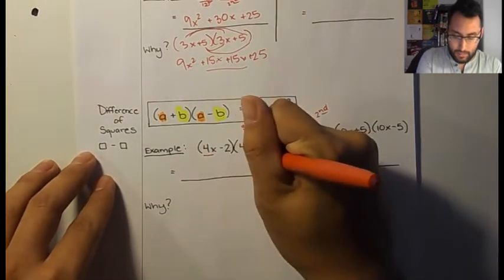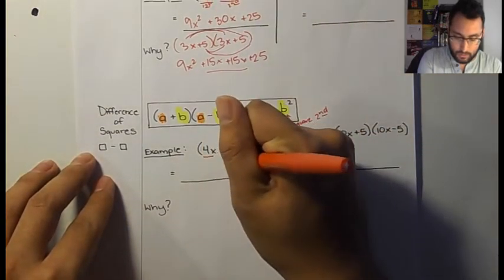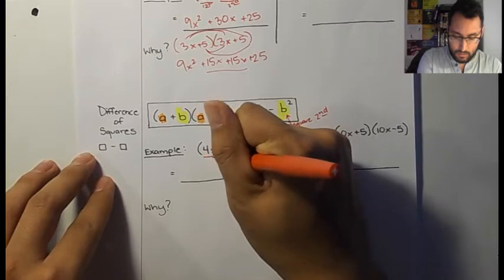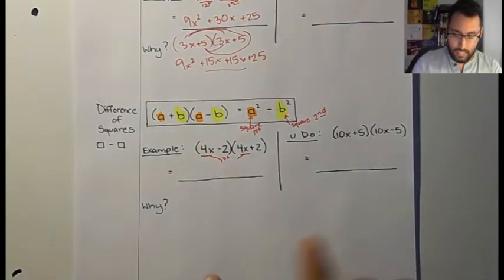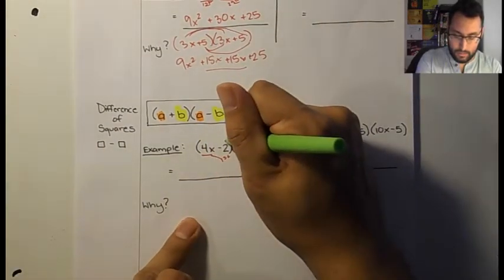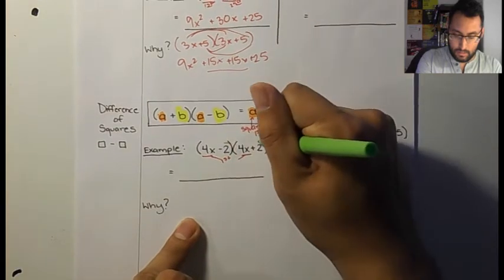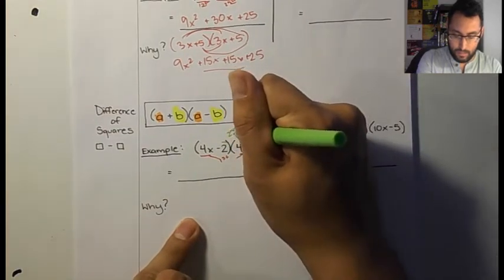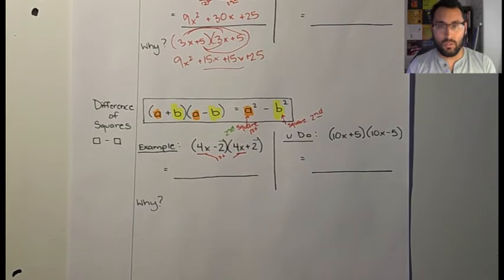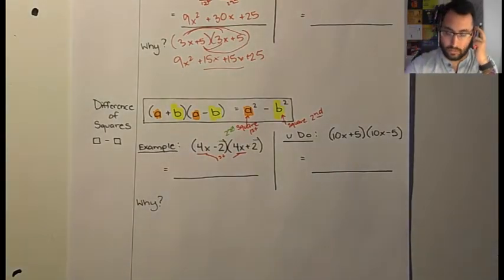Let's identify our first term. I'll put first. Just connect it. And our second term here is just a 2. Don't worry about it being negative. It's just the number 2.